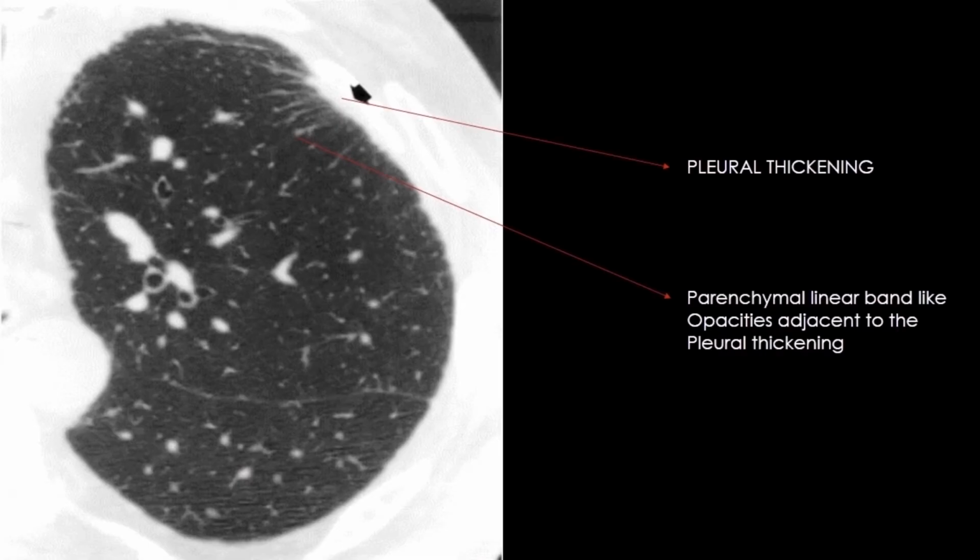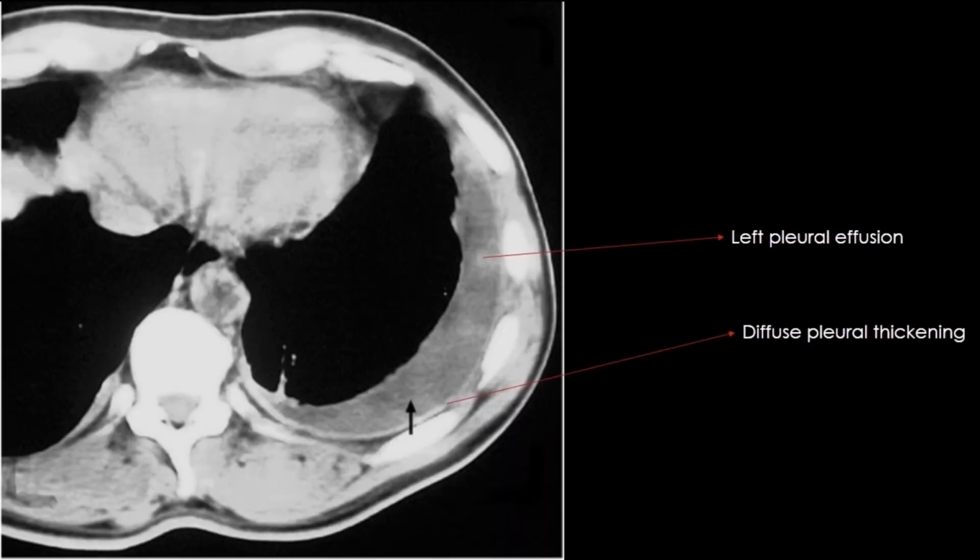Axial CT chest in a patient of asbestos exposure in the lung window where you can find pleural thickening along the anterolateral aspect together with linear band-like opacities extending into the lung parenchyma. CT chest mediastinal window in a patient of asbestos exposure where you can see the left pleural effusion together with the diffuse pleural thickening along the posterolateral aspect of the pleura.